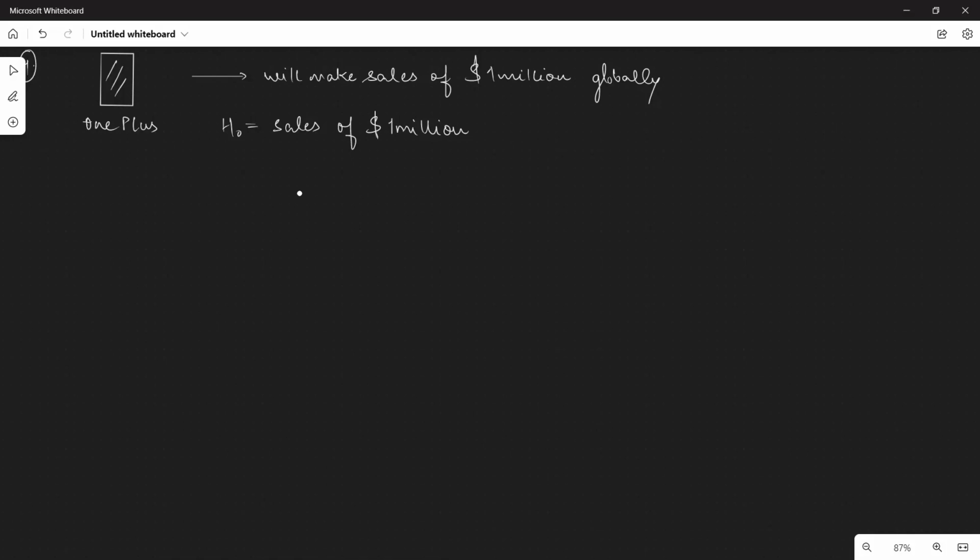Fine. What is H1? H1 is the alternate hypothesis, isn't it? Alternate means opposite, alternative. So if you are not taking path A, you can take path B. So that is the alternative. So if H0 says that sales of 1 million is going to be there for this new mobile phone, H1 will be the exact opposite of it. So H1 will say sales not equal to $1 million.